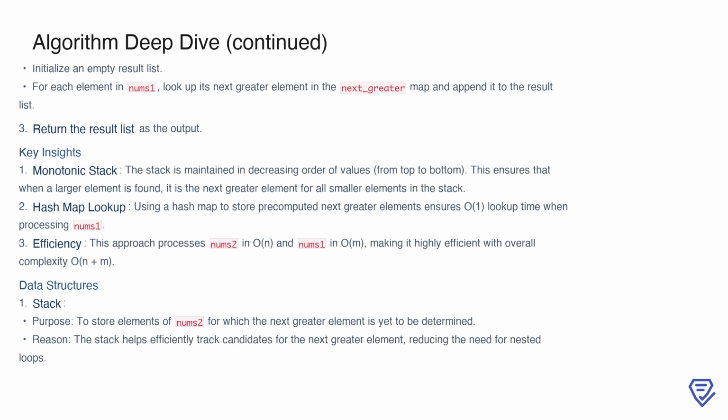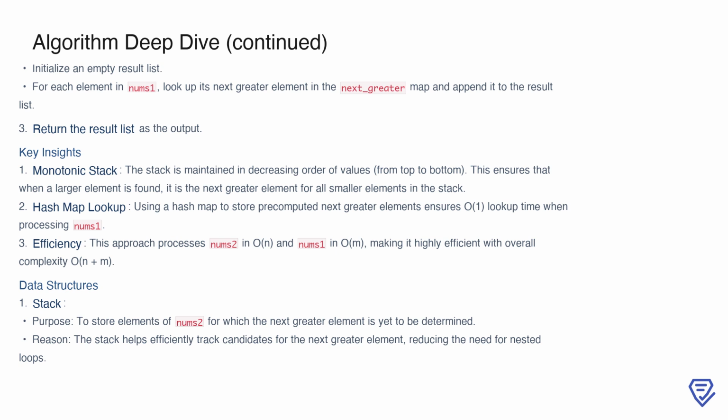Once we've completed pre-processing nums2, we move on to building the result for nums1. We initialize an empty result list. For each element in nums1, we use the pre-computed next_greater hash map to quickly find its next greater element in nums2. This is an O(1) lookup operation for each element. We append the corresponding next greater element to the result list. Finally, we return this result list as the output.